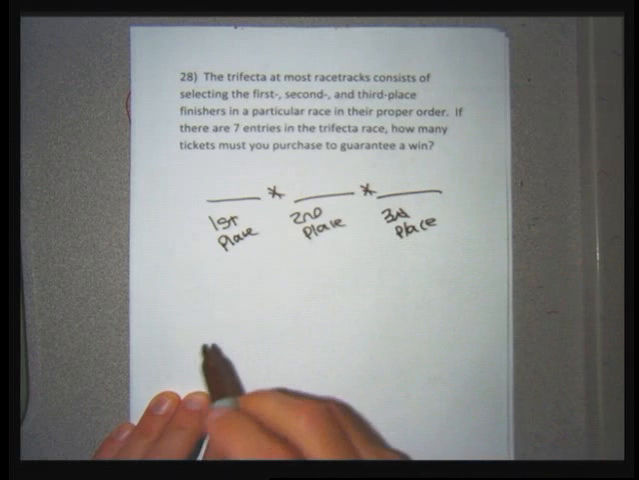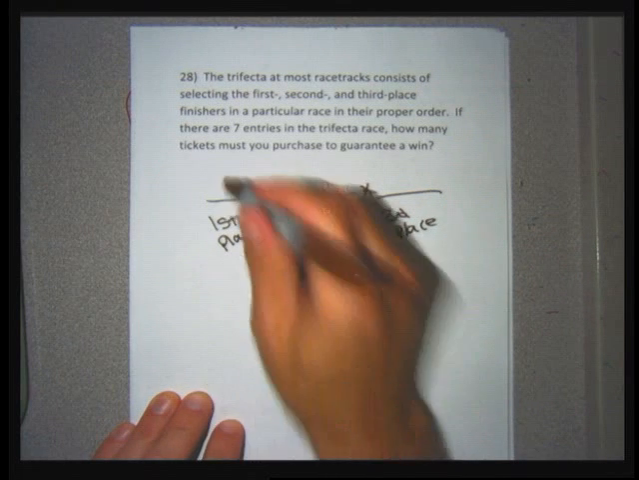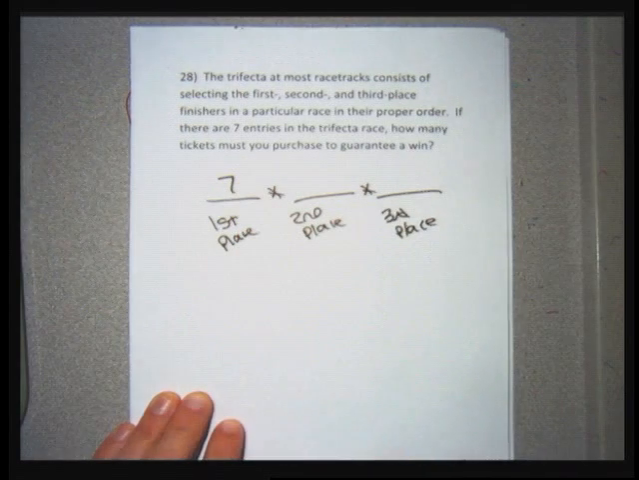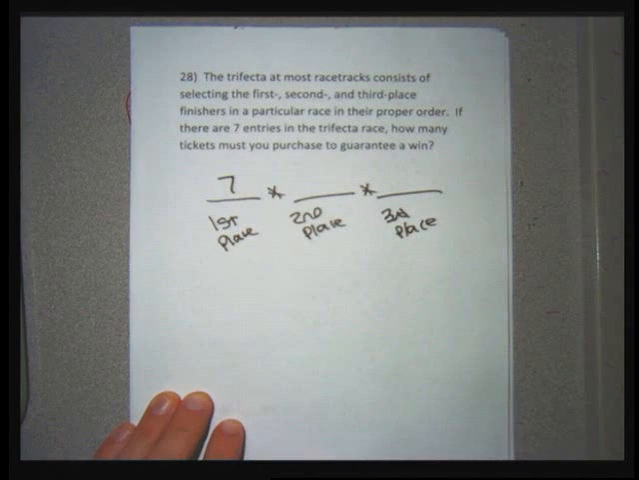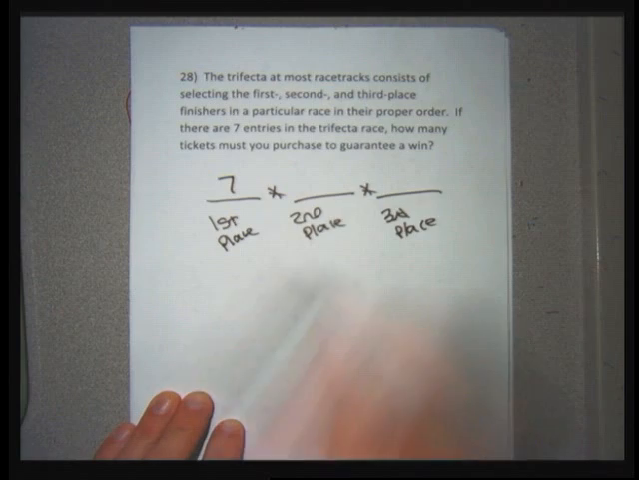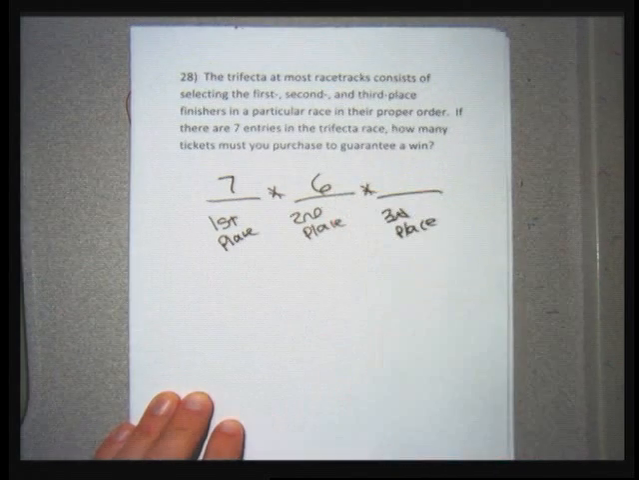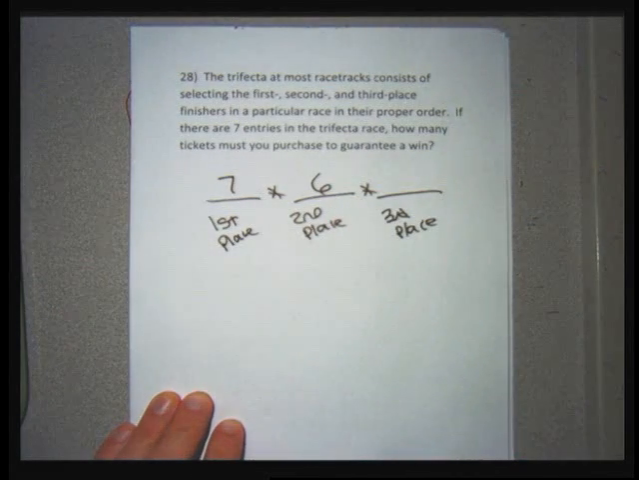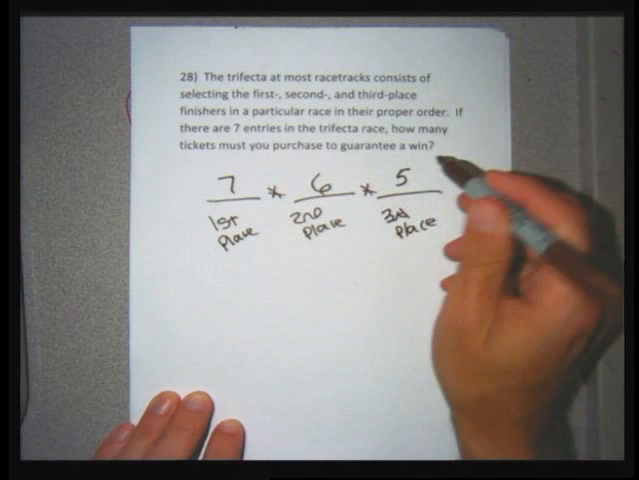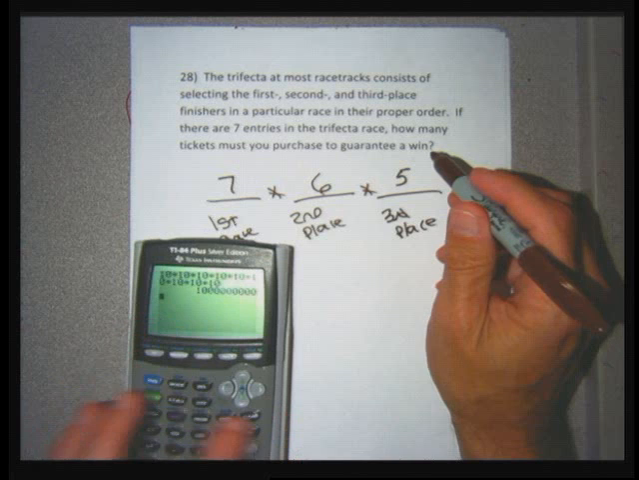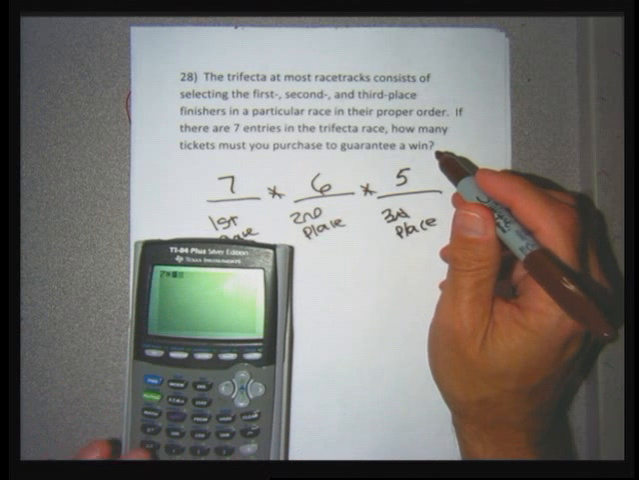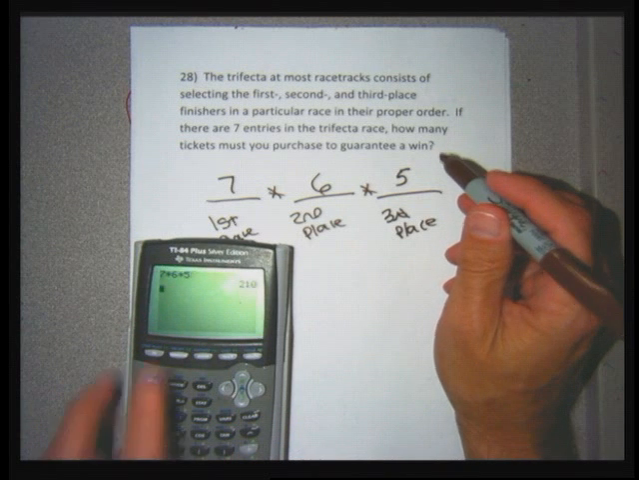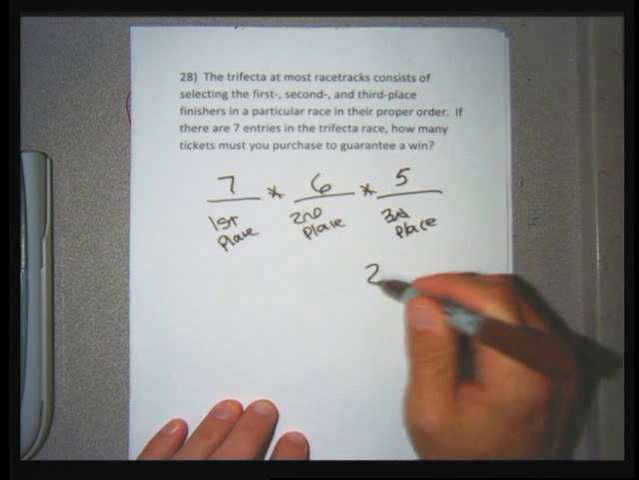And there's 7 entries. So there's 7 possible horses that win. Once a horse wins, he can't also come in second place. So once a horse wins, there's only 6 horses to pick for second place. And once there's a first and a second place horse, they can't come in third. There's only 5 horses for the third place. If I multiply these, that's how many tickets I'd have to purchase to guarantee winning a trifecta. That would be 210 tickets.